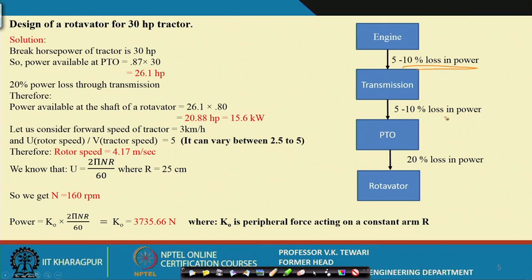From engine to transmission, we expect that there will be some loss of power, let us say about 10%. From transmission it comes to the PTO, where we are expecting another 10%. So maybe about 80, 85 or 90% power is available at the PTO. From this power we need to take the maximum power to the rotor, and that is why it is very important that you design in such a way that the rotavator is matching the power.